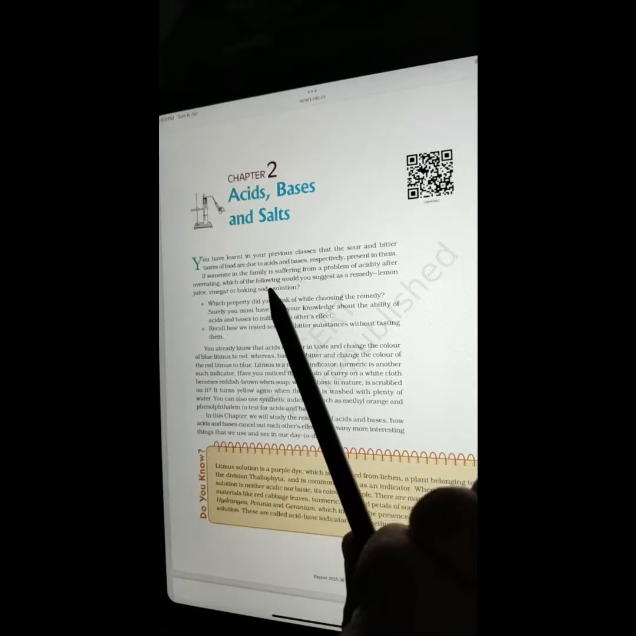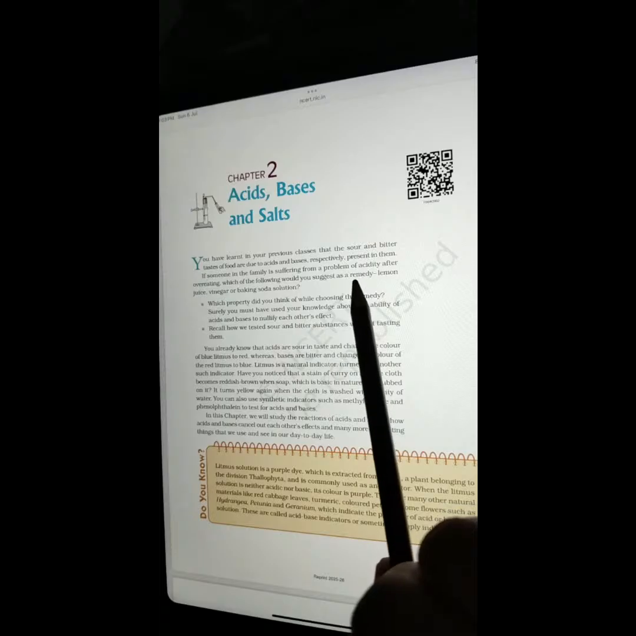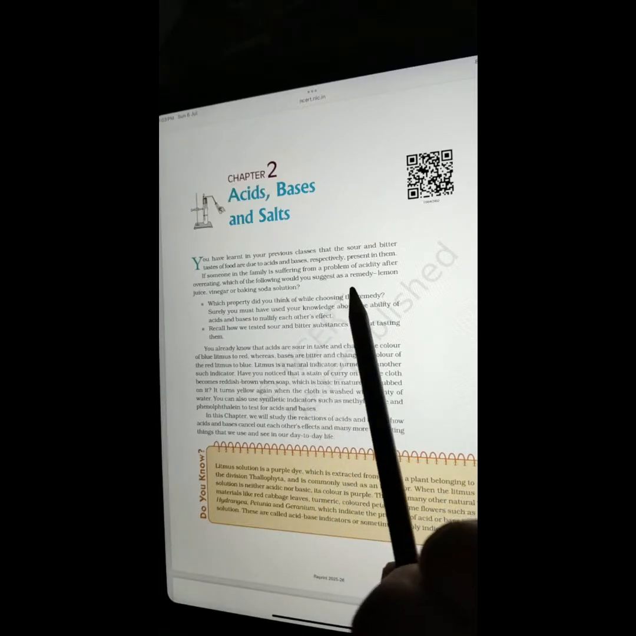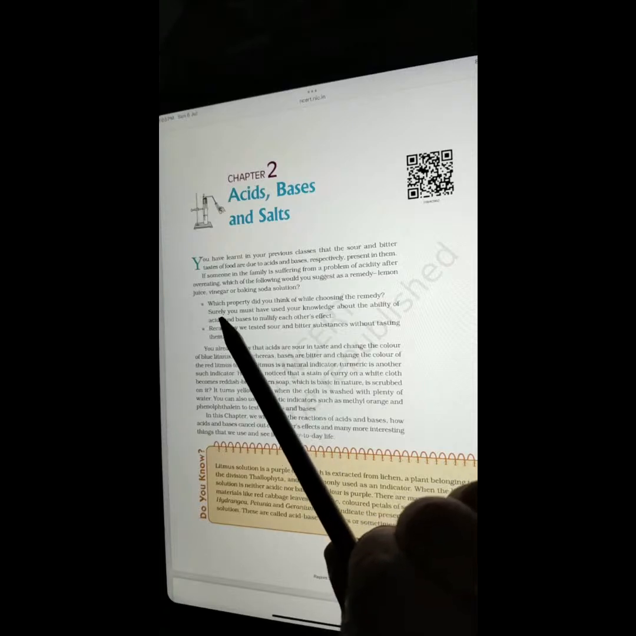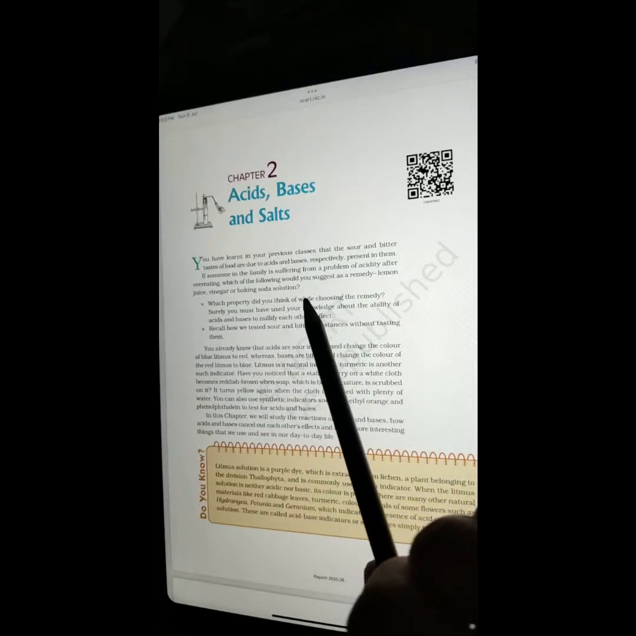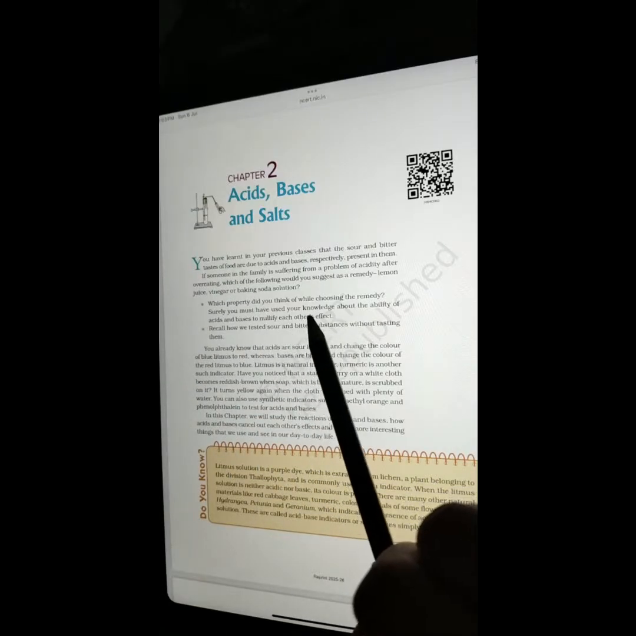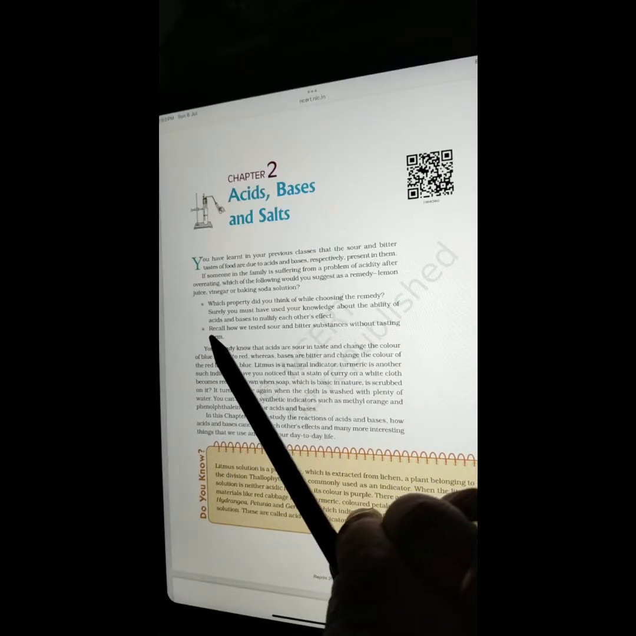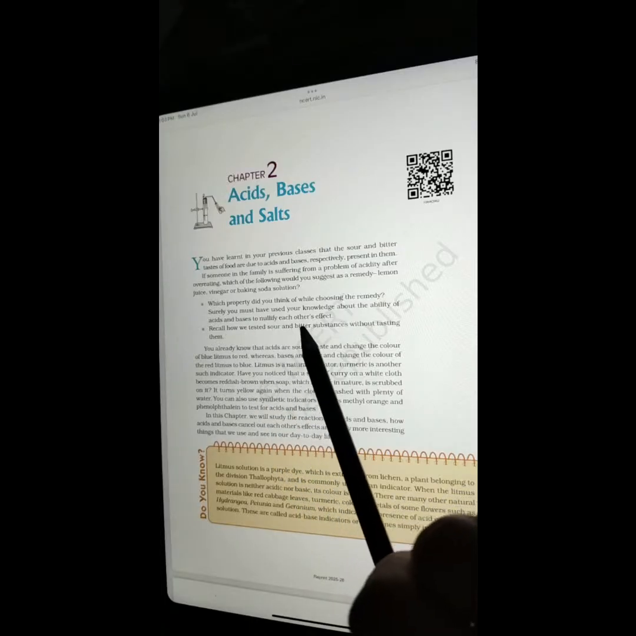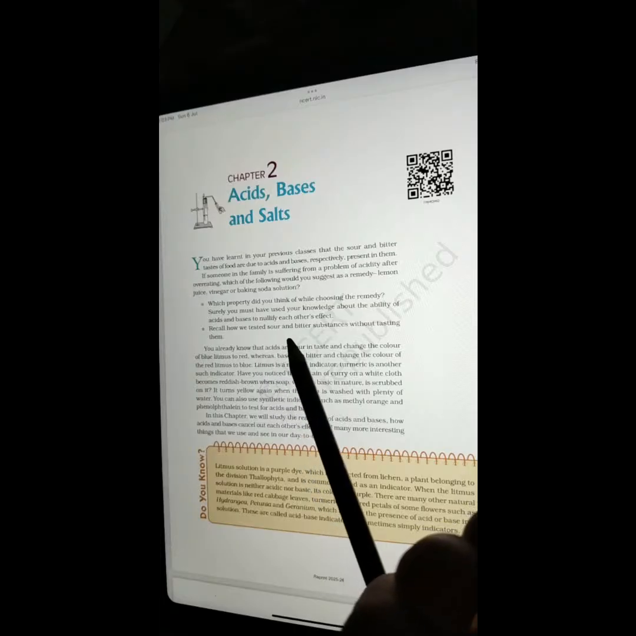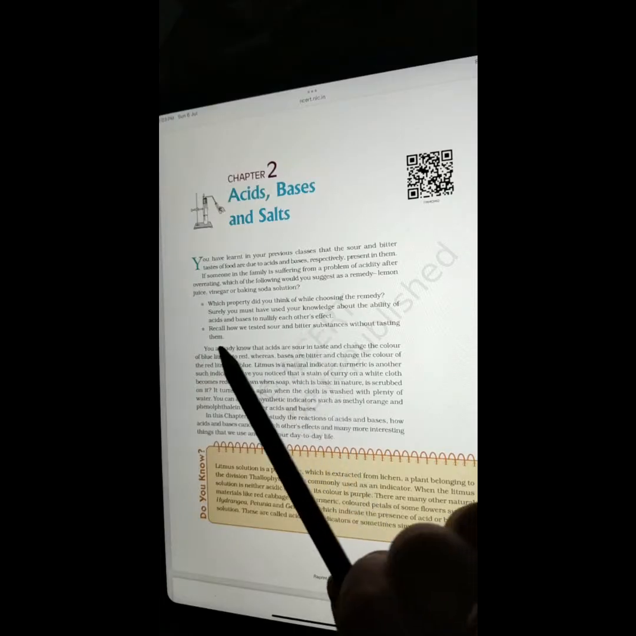If someone in the family is suffering from a problem of acidity after overeating, which of the following would you suggest as a remedy? Lemon juice, vinegar, or baking soda solution? Which property did you think of while choosing the remedy? Surely you must have used your knowledge about the ability of acids and bases to nullify each other's effect.